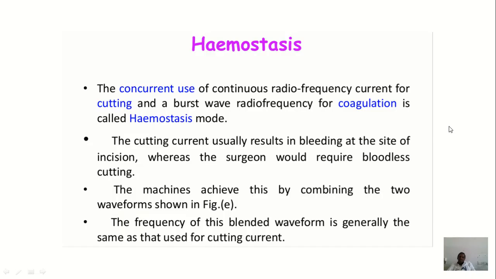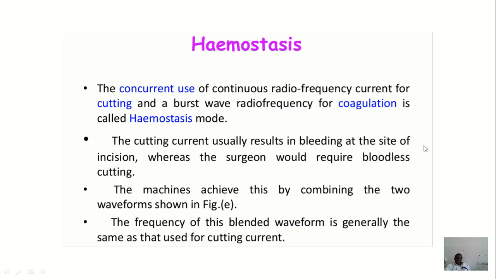The cutting current usually results in bleeding at the site of incision, where the surgeon would require bloodless cutting. Not only the surgeon, we generally want bloodless surgery. That's why we are using this kind of technique. The machines achieve this by combining the two waveforms shown in the figure, which will be shown in the next slide. The frequency of this blended waveform is generally the same as that used for the cutting current. So this is the hemostasis mode.